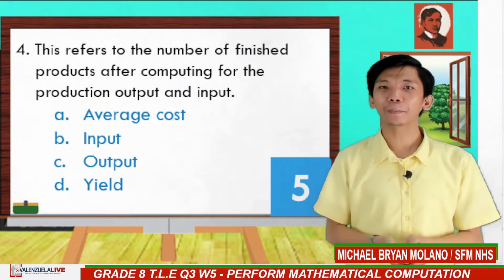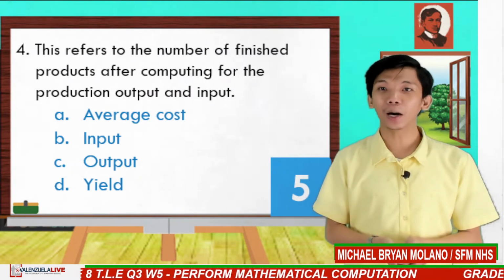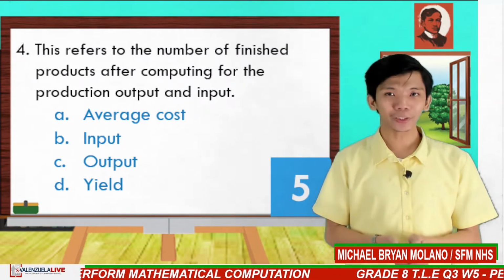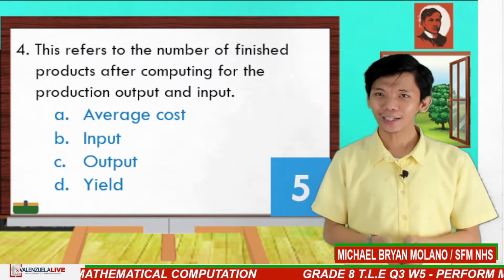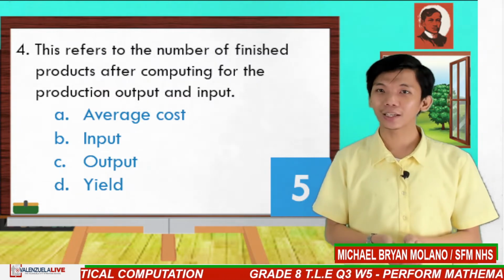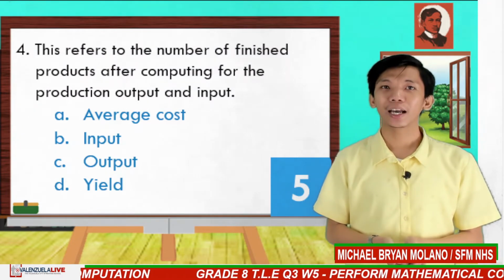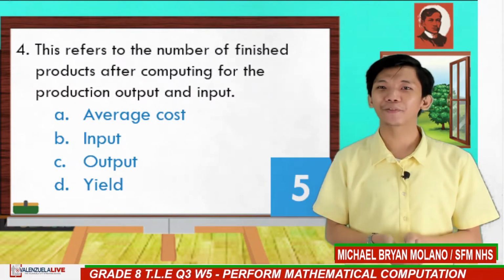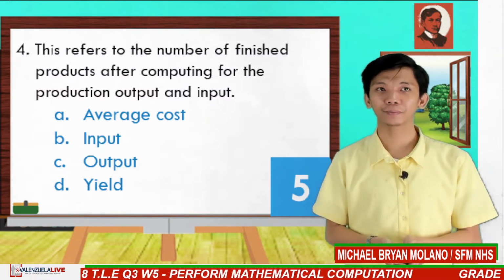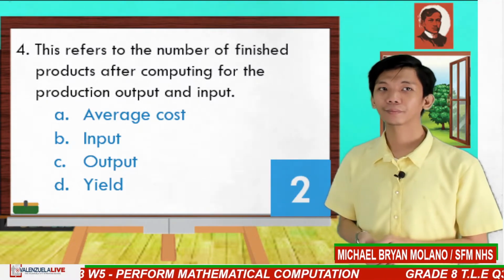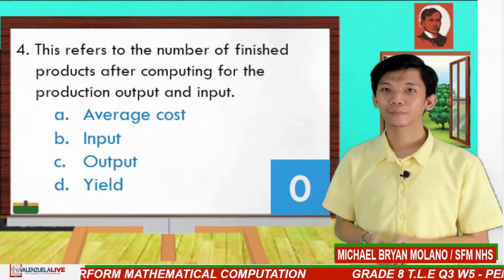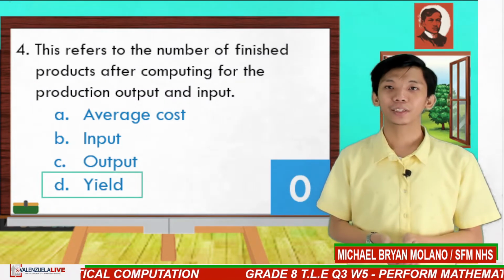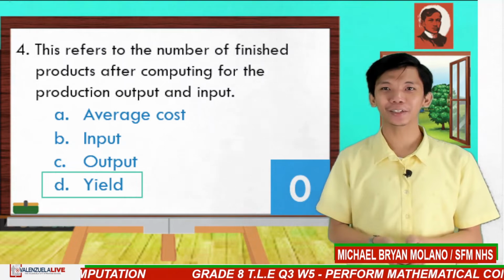For question number 4, what do you call the number of finished products after computing for the production input and output? Is it A, average cost, B, input, C, output, or letter D, yield? And you have 5 seconds to answer. Time's up. The answer is letter D. It's yield. Very good.